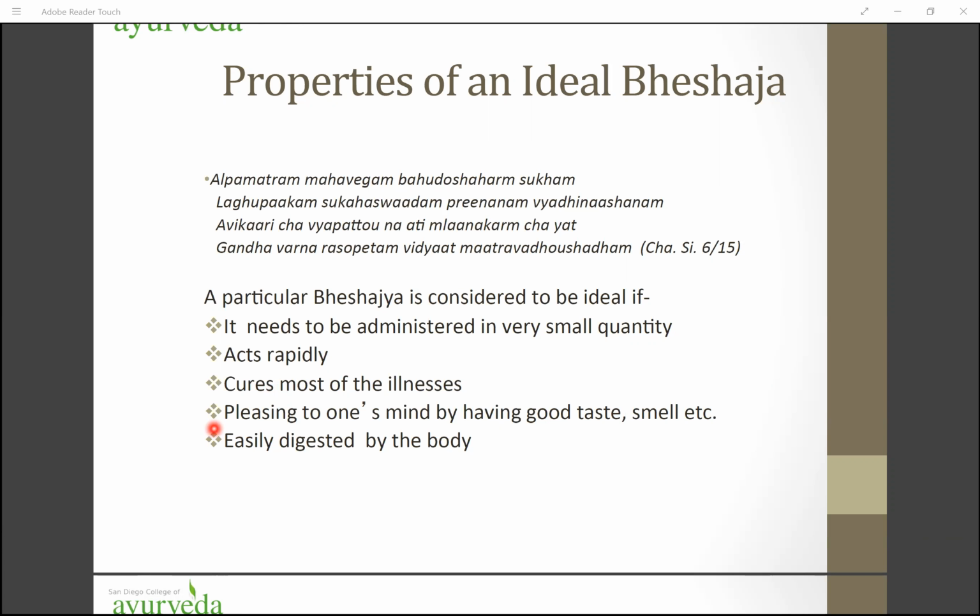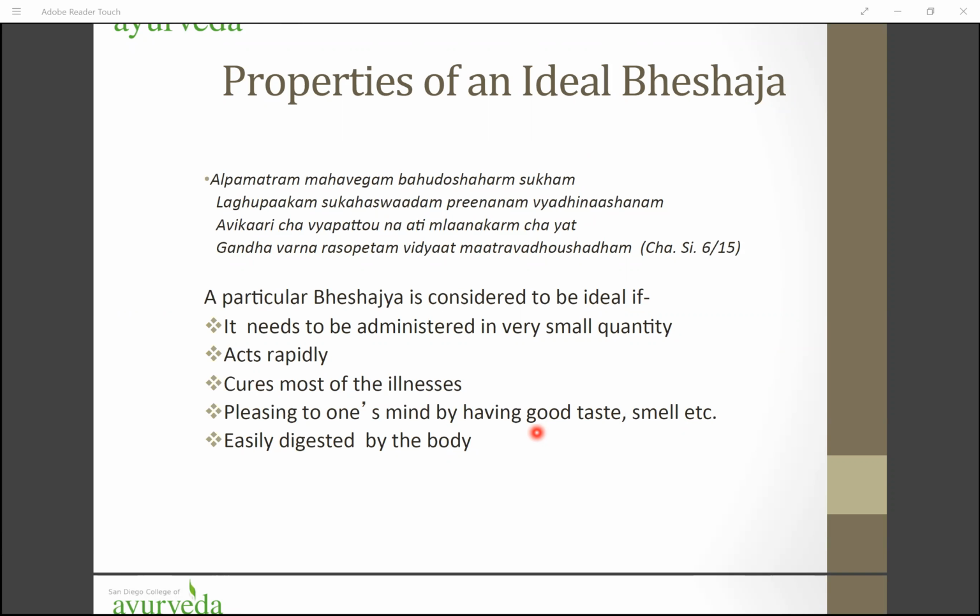So what is meant by having good taste is not that the medicine really tastes sweet and tastes like a dessert. That's not what it means. What it means here is that it shouldn't taste rotten, it shouldn't taste spoiled. It should be something that the person can have, right? So by good taste here, we don't mean something that's really tasty and all that.